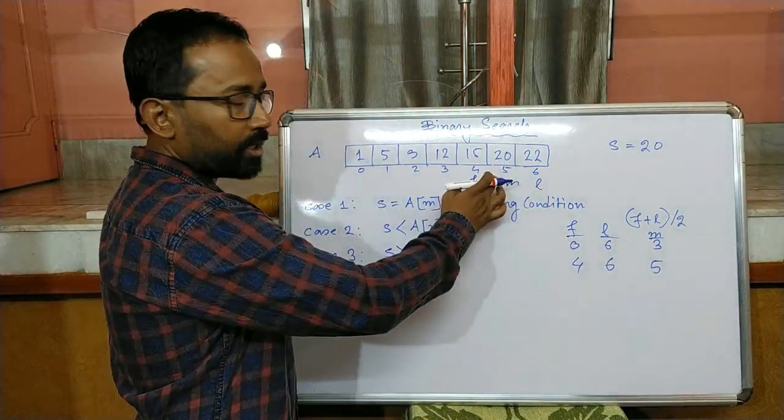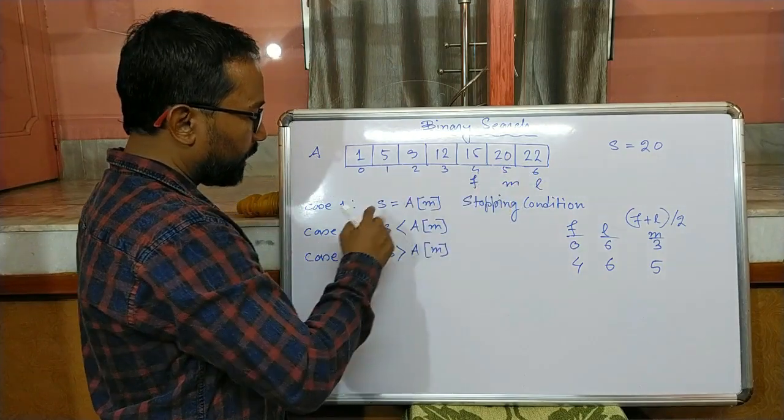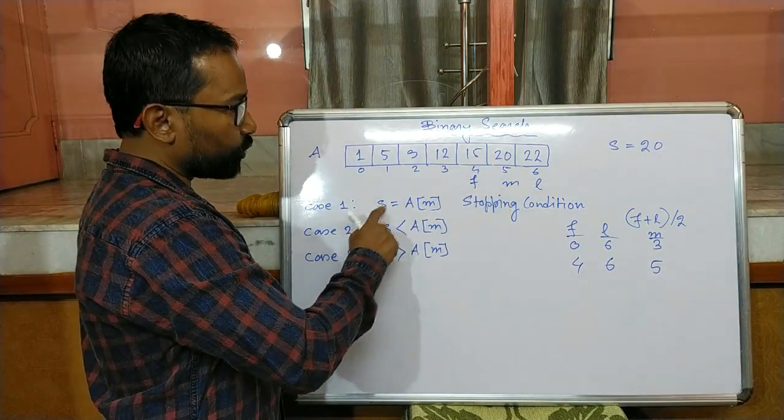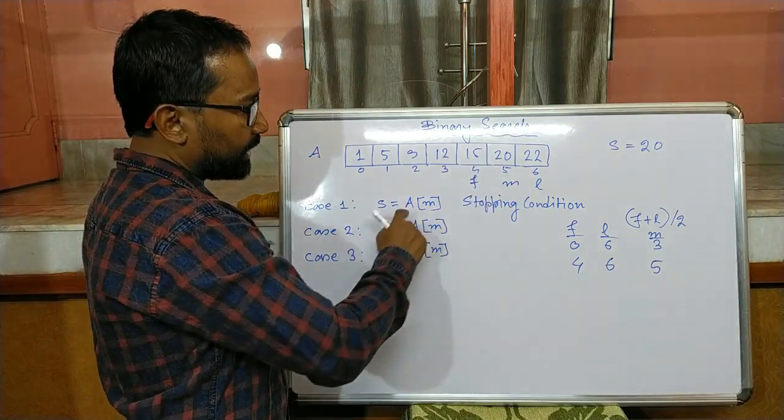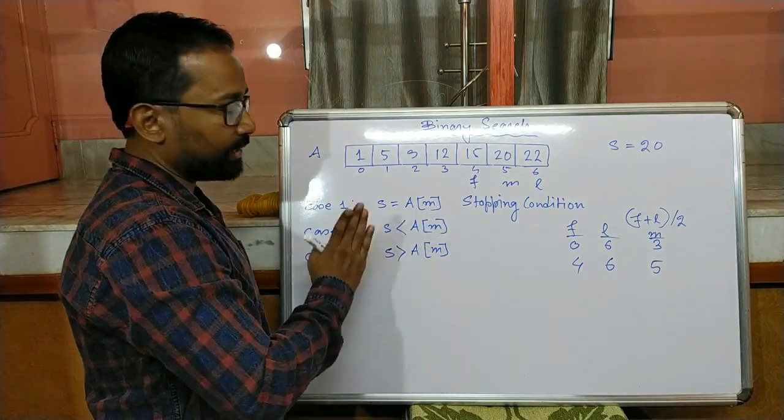So this is my middle element. Again, search will start from here. In this condition, in case 1, S is 20. 20 is equal to A of M? 20. Yes, it is true. The search will finish at this moment.